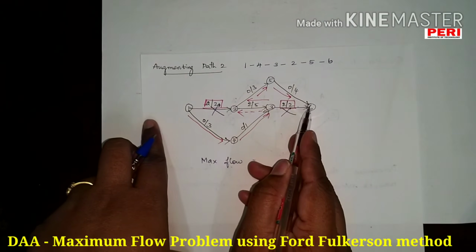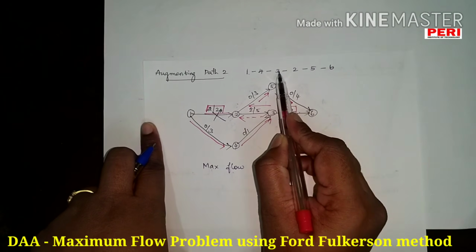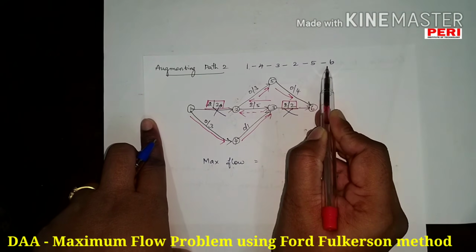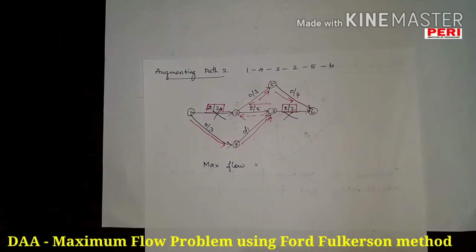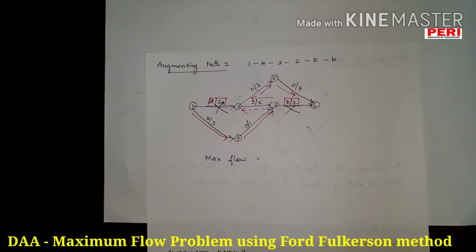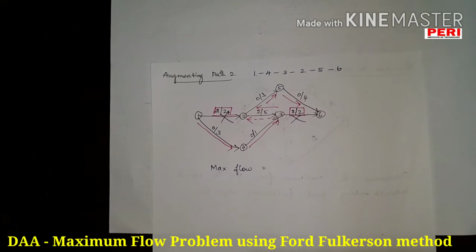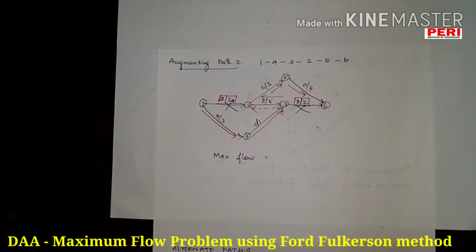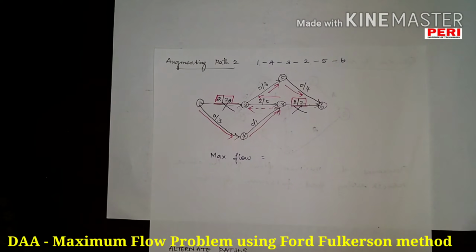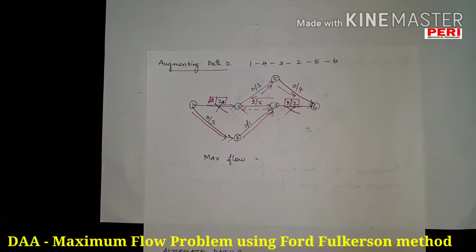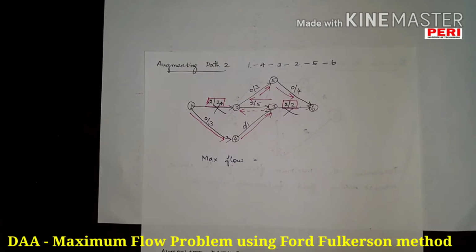From the source to the destination. So 1 to 4, 4 to 3, 3 to 2, 2 to 5 and 5 to 6 again. So the maximum flow over the path has to be found now. So how will you find the maximum flow? The maximum flow is nothing but the minimum capacity over that particular path. What is the minimum capacity?